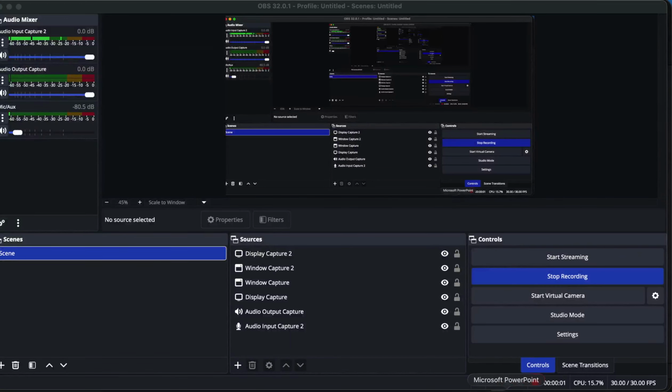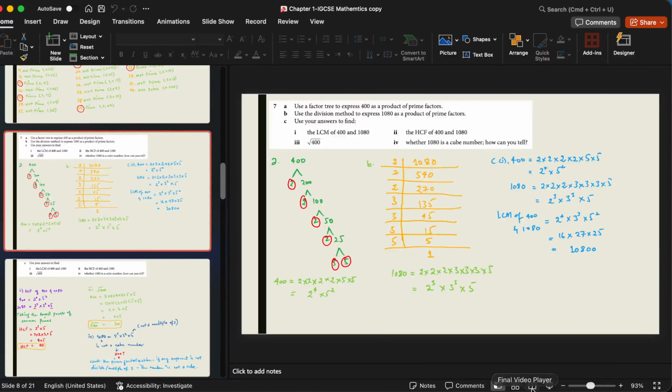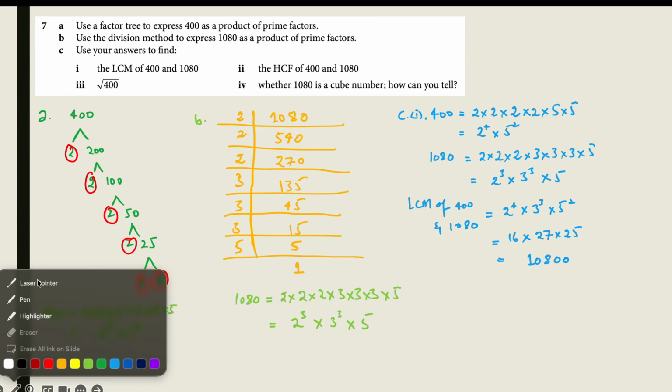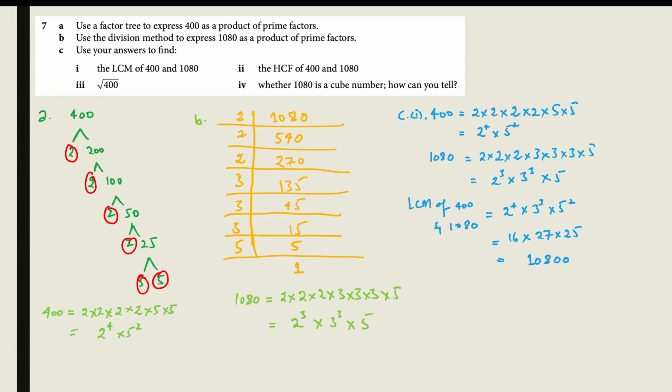Hi everyone, we will continue with our seventh question of the exam style questions. This question is a little lengthy and has different parts, but all the topics are the topics that we have already practiced in our previous exercises of the chapter.